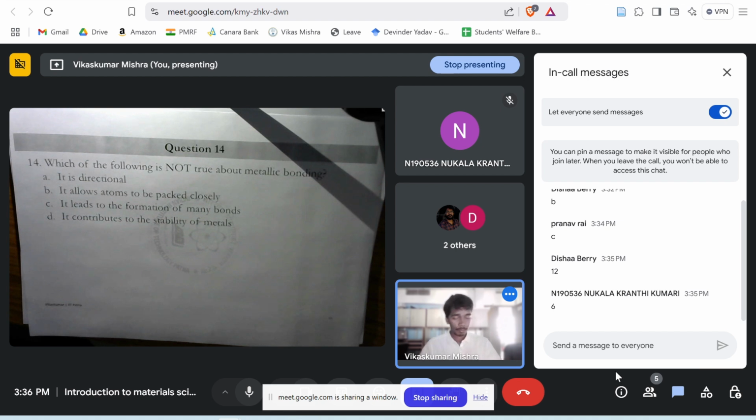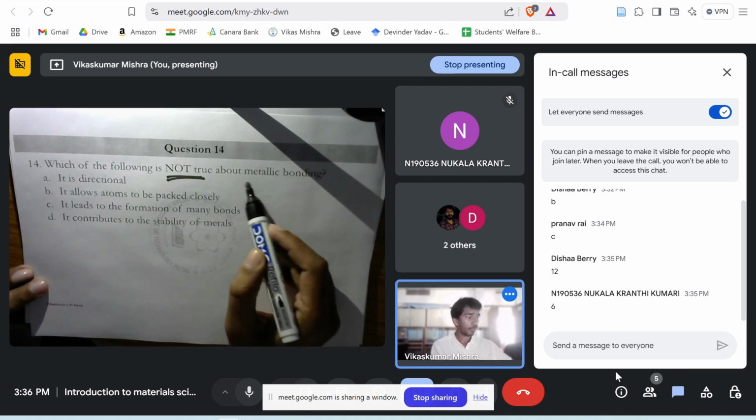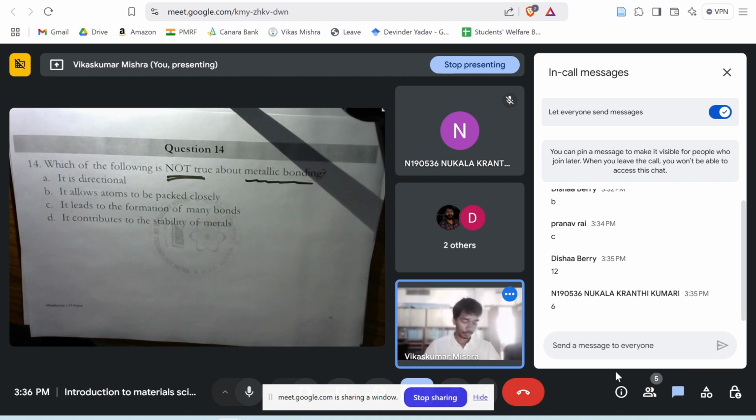Now, please answer this question. It's something which has been discussed in the class. Which of the following is not true? Again, it's not true about the metallic bonding. So for the metallic bonding, which of them is not true?